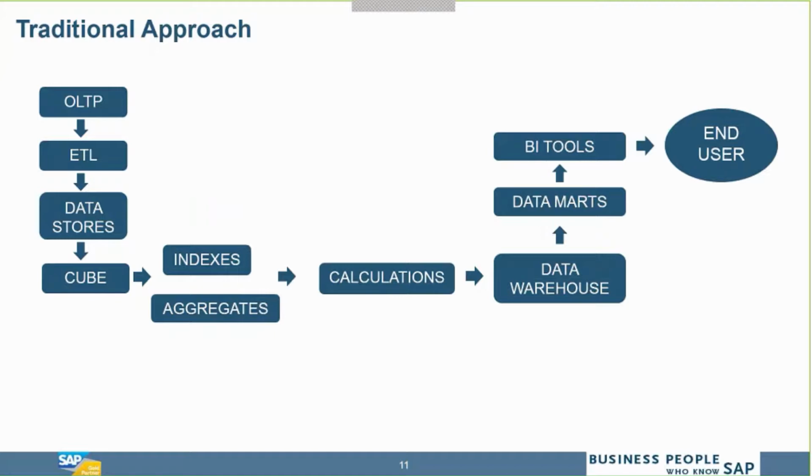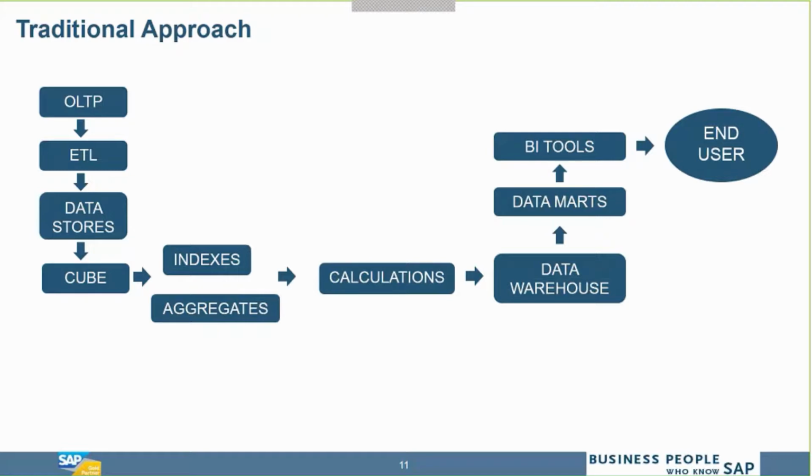Once we load all the data in the initial data stores, then we start transforming the data to the fashion that is required for the project, and then we load things into a cube. Again, for performance reasons, we've been building indexes and aggregates on top of those cubes, and then typically we'll do any additional calculations required for the KPIs to be delivered. This is all part of the data warehouse.